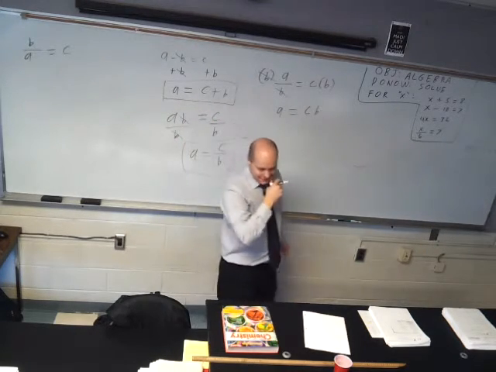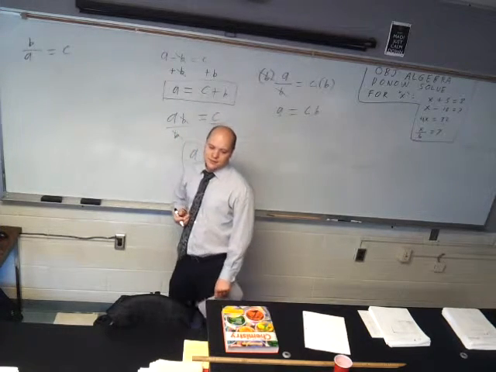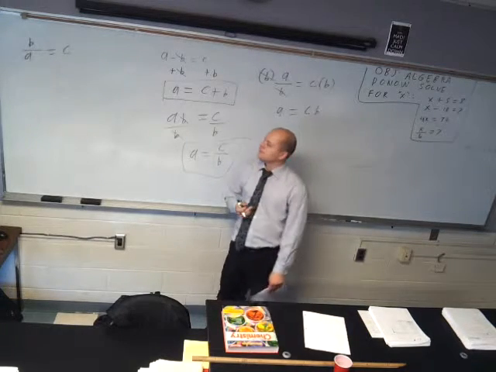It is C times A is B. Well, yeah, but that's not solved for A, is it? Right, because we just need A equals by itself, so then what's the final answer? And B divided by C.